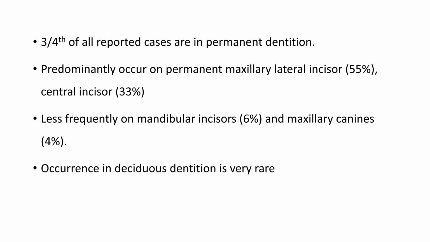The talon cusp predominantly occurs on the permanent maxillary lateral incisor, around 55%, on the maxillary central incisor in 33%, and less frequently on the mandibular incisors, around 6%, and maxillary canine, 4%. And their occurrence in the deciduous dentition is very rare, with the vast majority noted on the maxillary central incisor or the maxillary anterior tooth.